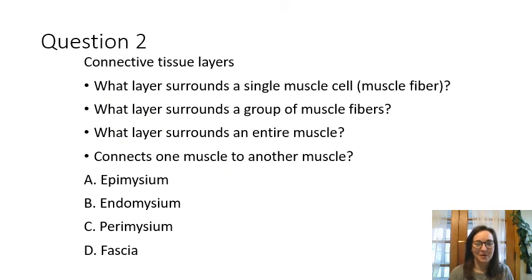All right, one more question here. Referring to the connective tissue layers around each organization of muscle here. What connective tissue layer surrounds a single muscle cell, a single muscle fiber? Which layer surrounds a group of fibers or a fascicle? What layer surrounds an entire muscle? And then what layer is going to connect or cover multiple muscles together? All right, give you a second.